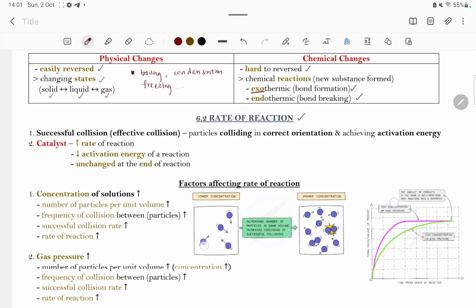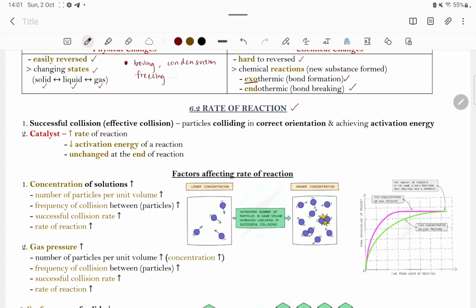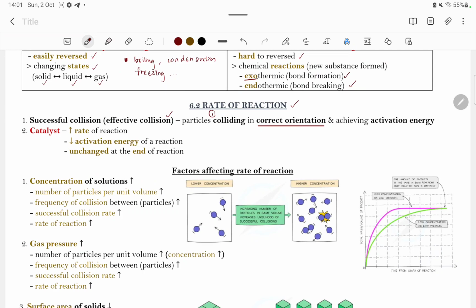Okay. 6.2 is rate of reaction. So for rate of reaction, you need to know what is a successful or effective collision. You have two conditions. One is the particles are colliding in the correct orientation, and secondly they have to achieve the activation energy.